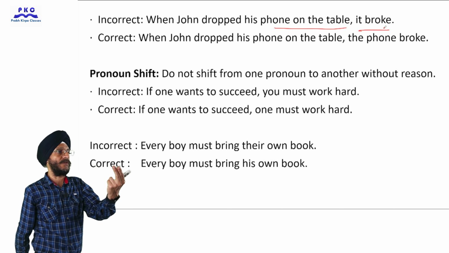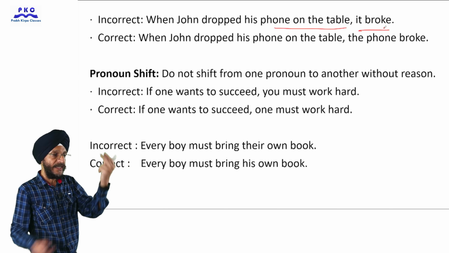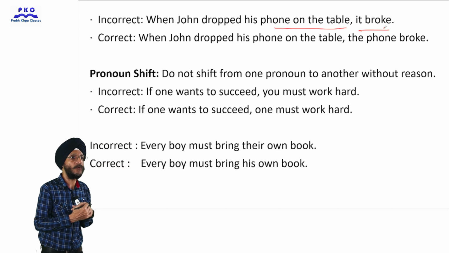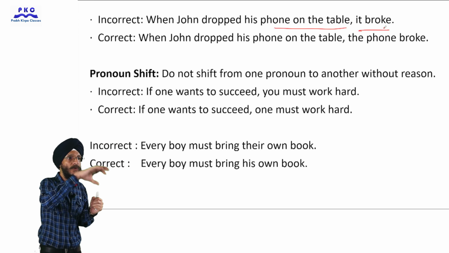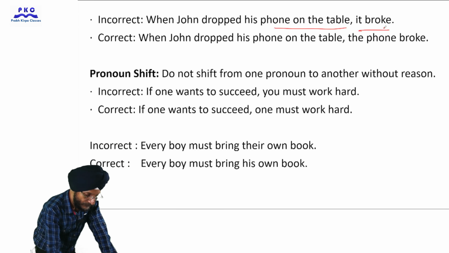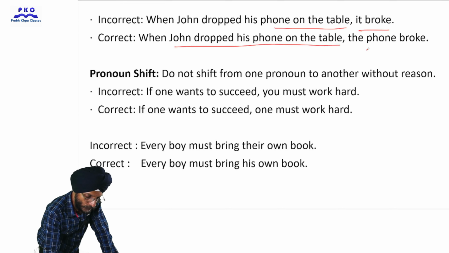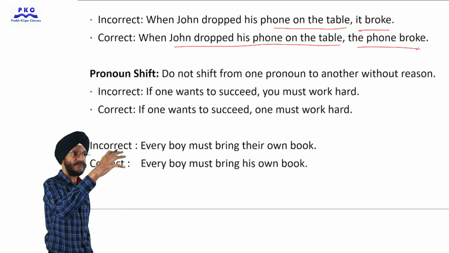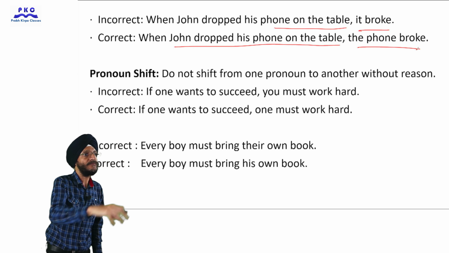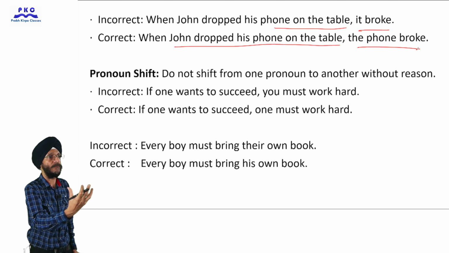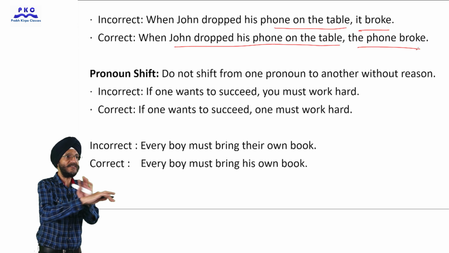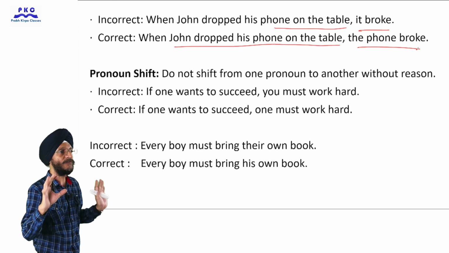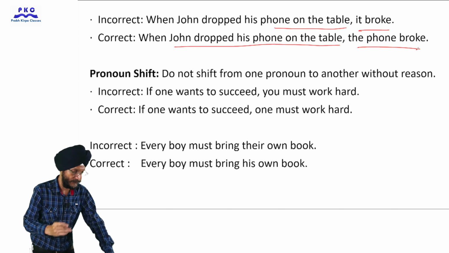Next is: When John dropped his phone on the table, it broke. What broke? Whether the table was broken or the phone was broken, it is not clear. So to clarify, we have to write: When John dropped his phone on the table, the phone broke. The pronoun has to be clarified. Which item has broken? We have to clarify it. Otherwise, the meaning of the sentence is vague or ambiguous.